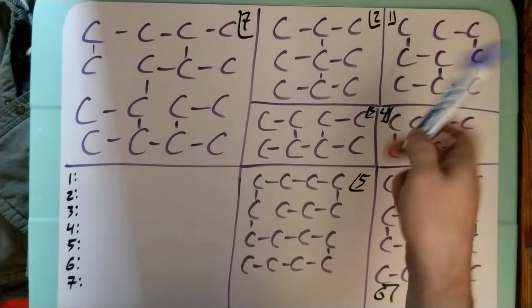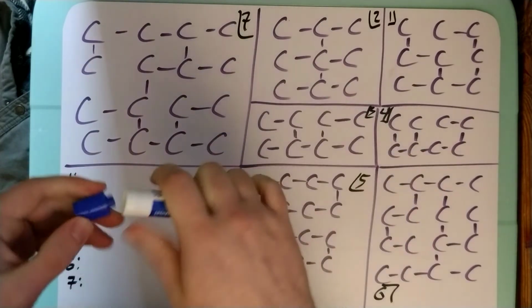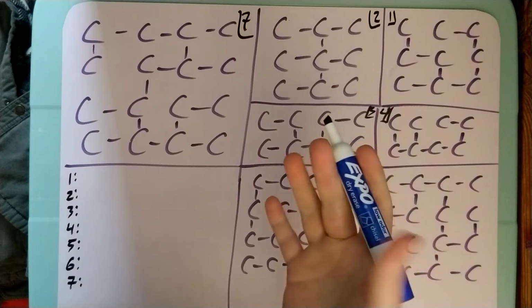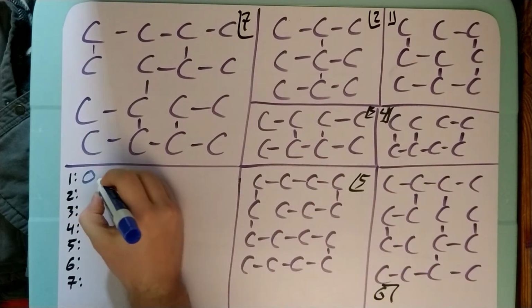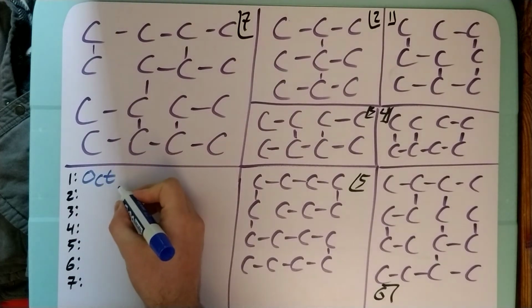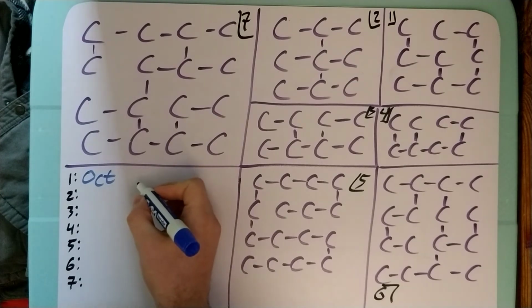Now, that means that we're going to use the prefix which means 8, which, if you remember what we did last week, 8 is oct. So number 1 is going to start with oct. Now, that is the prefix. The suffix, which goes on the end of it here, is going to be based on the types of bonds that it has.